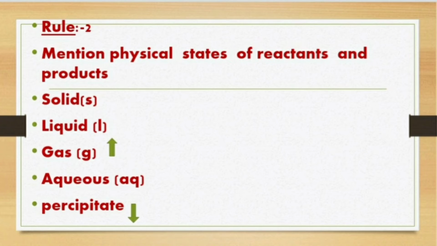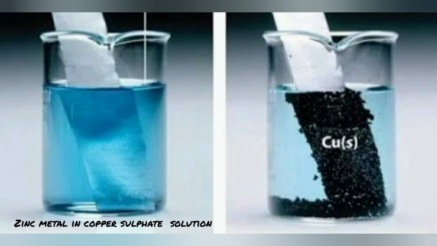Now rule number 2. Mention physical states of reactants and products. If the reactant or product is a solid, we will give it as small s. If it is a liquid, it will be small l. If it is a gas, it is written as small g. There is an arrow in the upward direction. When a solid is dissolved in water, then it is given as aqueous, that is aq in brackets. If a solid is formed in the product, then it's called a precipitate, and an arrow is given there showing in the downward direction.